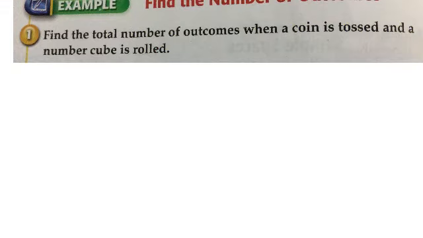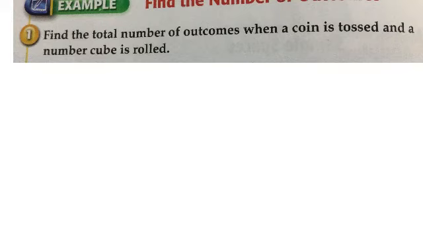So here is our first problem. Find the total number of outcomes when a coin is tossed and a number cube is rolled. So we don't care what all the possible outcomes are. We could make a tree diagram to find it. We just want to know how many outcomes there are.